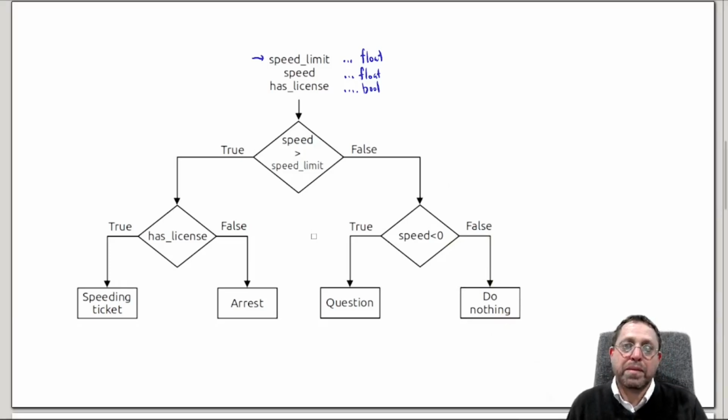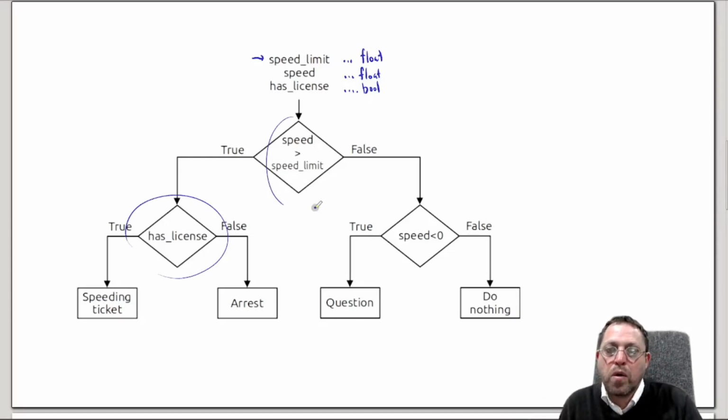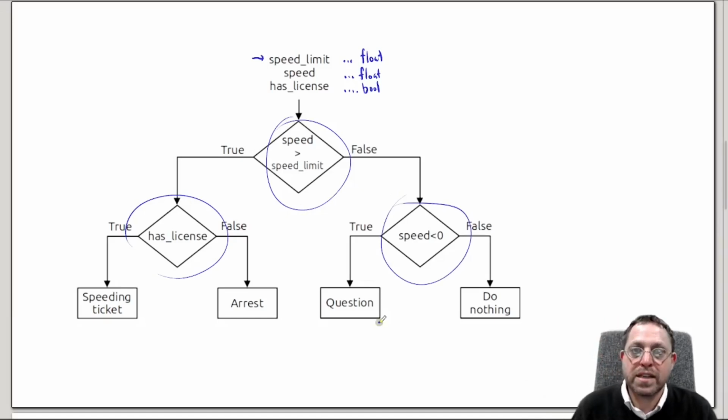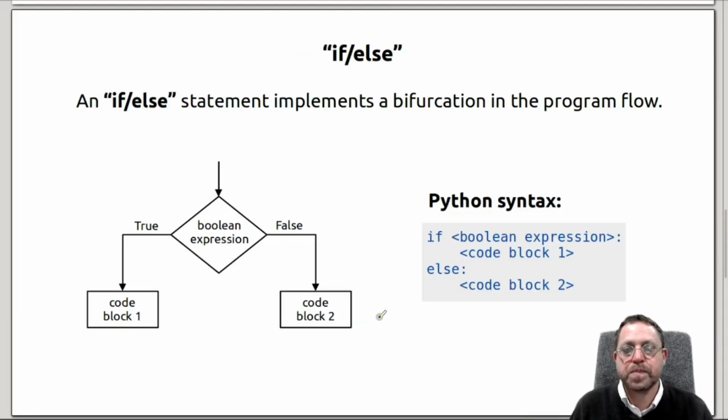We're going to implement this diagram in Python. And these bifurcation nodes, we are going to implement using conditional statements. So let's see the syntax for doing that. An if-else statement, or a conditional statement, implements a bifurcation in the program flow. That bifurcation is going to be controlled by a Boolean expression that when it evaluates to true, we will execute code block 1, and when it evaluates to false, we execute code block 2.